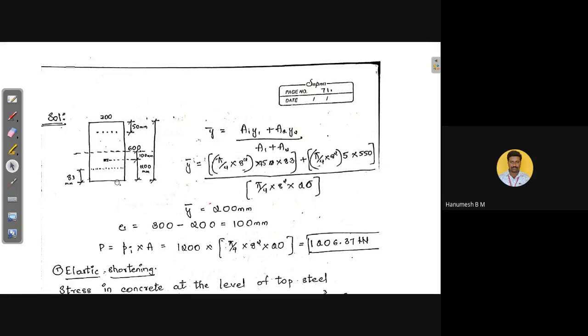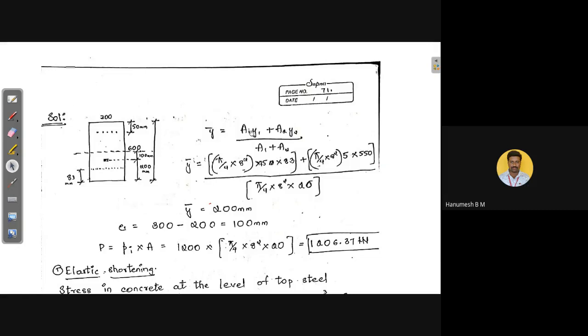Now what is the location of the wires from the soffit of the beam? 83 mm. It is 83 mm, the y1 distance. I repeat, A1 is the area of the steel wires which are located at 83 mm from the soffit of the beam. It is pi by 4 into 8 square, because 8 is the diameter of each wire. Pi by 4 into 8 square multiplied by 15 numbers, because there are 15 numbers at this level.